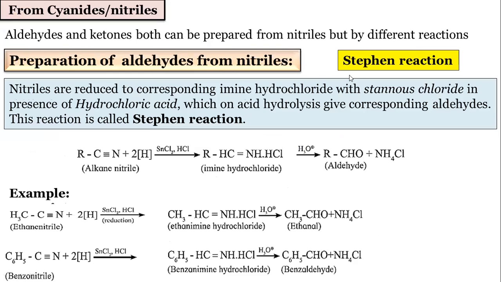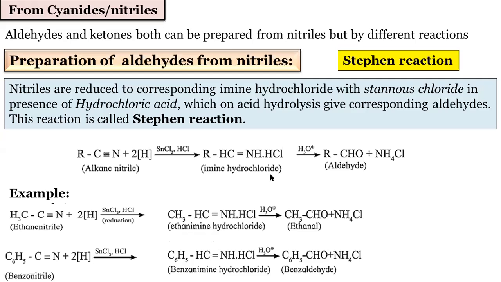So we will take one example and discuss. The Stephen reaction is a reduction reaction of nitriles. See, we will take a general reaction. This is any alkane nitrile, RCN. We can take any cyanide or nitrile, which is reduced. These two hydrogens indicate the reduction reaction, and this is a specific reagent used for the Stephen reaction, which is stannous chloride, SnCl2 and HCl. This is a combination of stannous chloride and HCl.